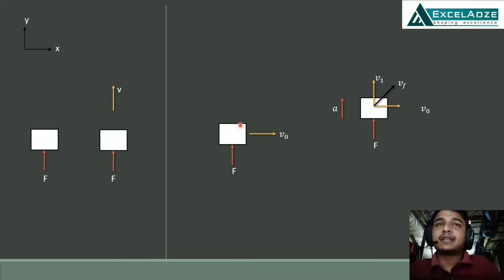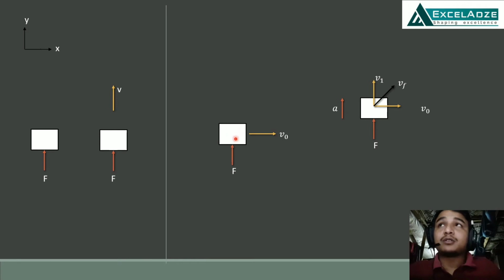Okay, let's take another example. Now the box has a velocity in the x direction, let's say v0, and we apply a force in the y direction. What will happen? Will it change the x component of the velocity or the y component of the velocity? Let's recall the previous question. When the box was at rest, the force didn't affect the x direction. It only affected the y direction. And let's recall here, it has a constant velocity, and for constant velocity we don't need any force. Okay, it will move with constant velocity.